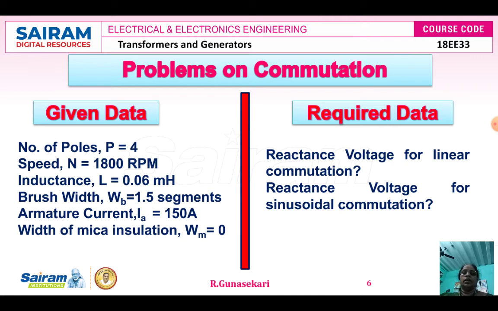Now we see the given data. Number of poles P is equal to 4, speed N equal to 1500 rpm, inductance L is equal to 0.05 millihenry, brush width, denoted by WB, is equal to 1.5 segments, and then armature current IA equal to 150 amps, and then the width of the mica insulation WM is equal to 0. Then the reactance voltage for linear commutation and reactance voltage for sinusoidal commutation. This is the required data.